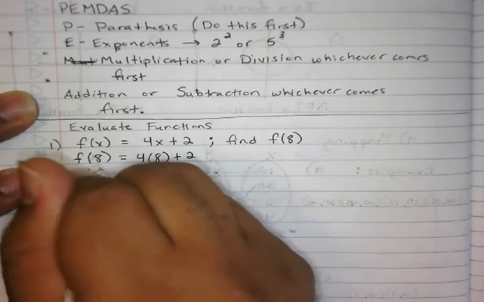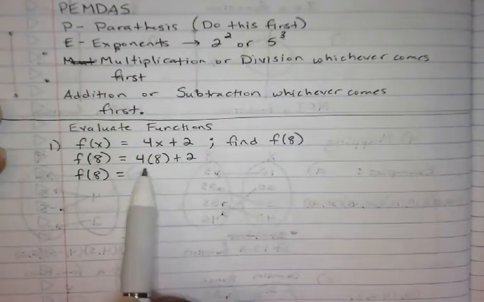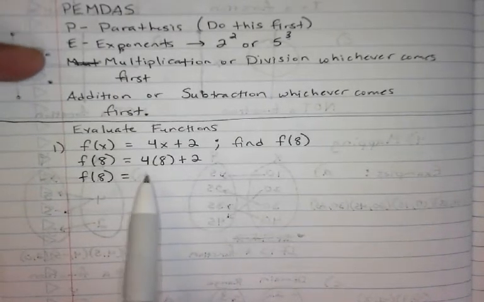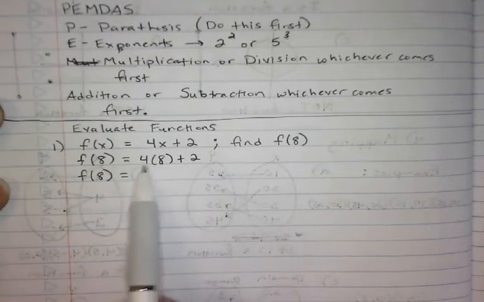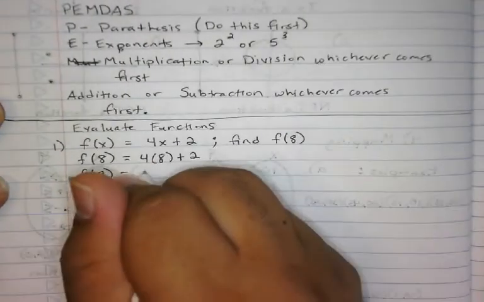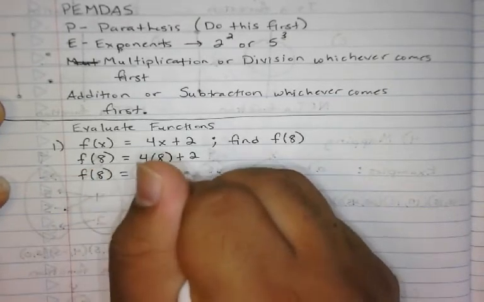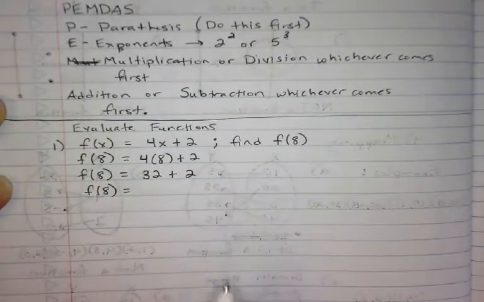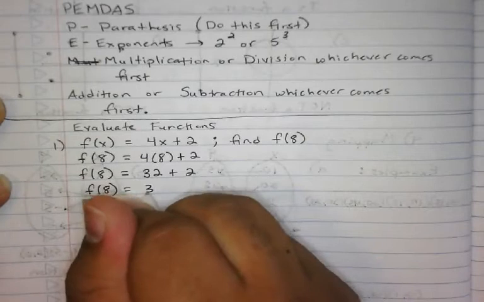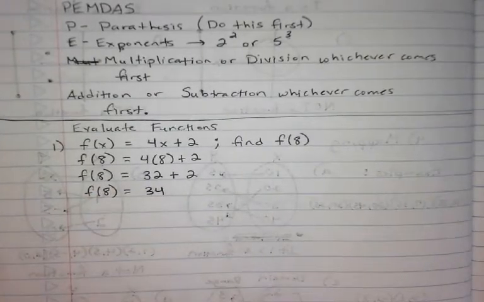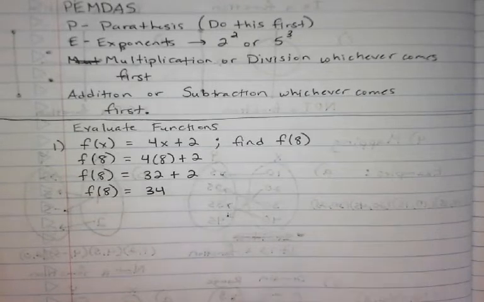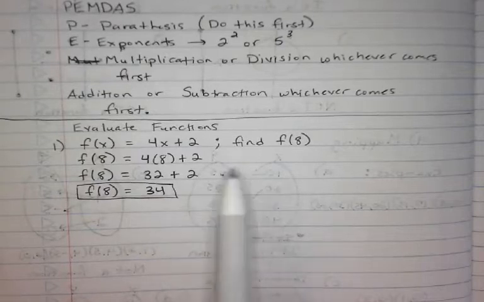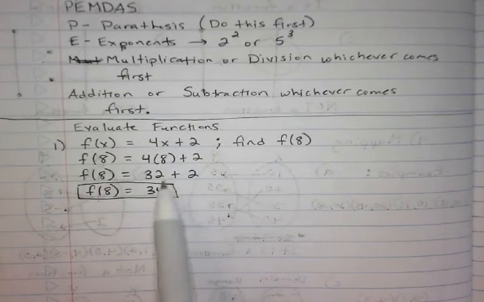Again, f of 8 equals, and now we're just simplifying it. Remember, you have to follow the rules. There's parentheses, but it's just a number inside. Exponents, there's no exponents. Multiplication comes first, so I'm going to do the multiplication. 4 times 8 gives me 32. Then you just bring down the plus 2. So f of 8 equals 32 plus 2, which is 34. We're simplifying it for x, and they give us a value to plug in for x, and all you're doing is plugging it in.